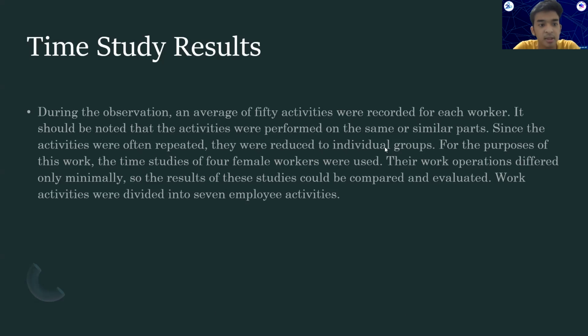Time study result. During the observation, an average of 50 activities were recorded for each worker. It should be noted that the activities were performed on the same or similar parts. Since the activities were often repeated, they were reduced to individual groups. For the purposes of this work, the time studies of 4 female workers were used. Their work operations differed only minimally, so the results of the studies could be compared and evaluated. Work activities were divided into 7 employee activities.